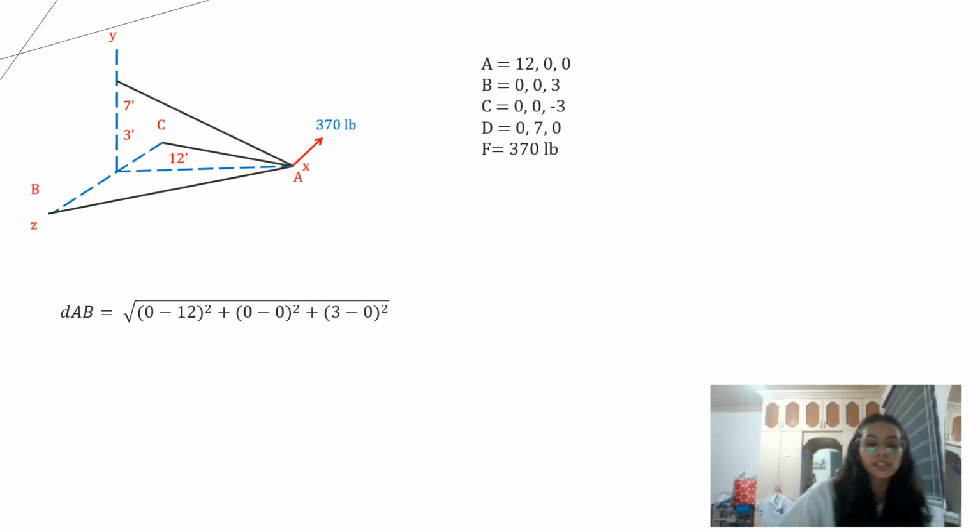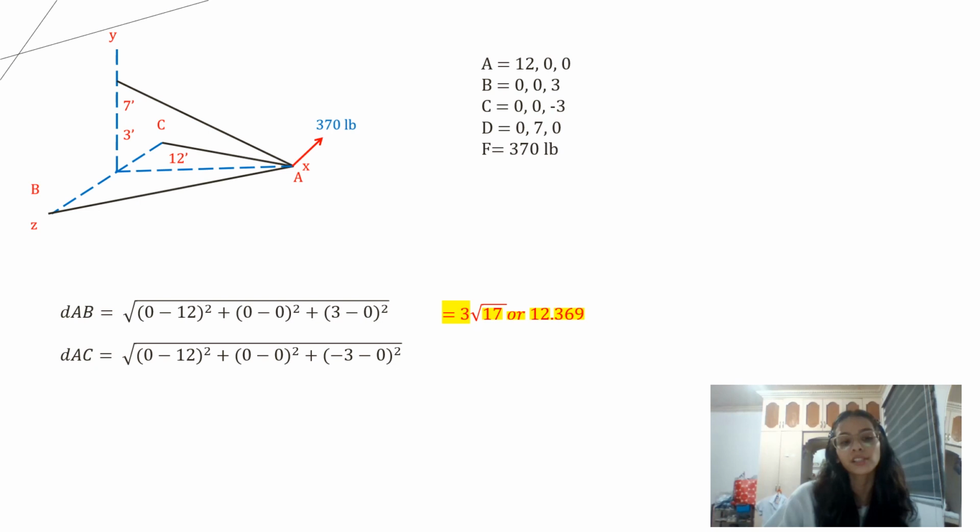And for our distance AB, we have the square root of 0 minus 12 squared, plus 0 minus 0 squared, plus 3 minus 0 squared. So the answer is 3 square root of 17, or 12.369.